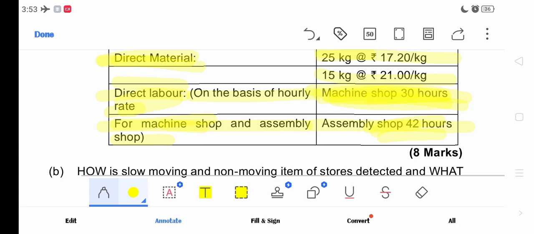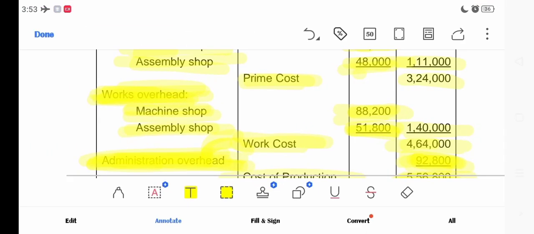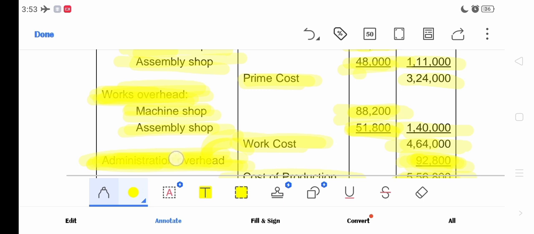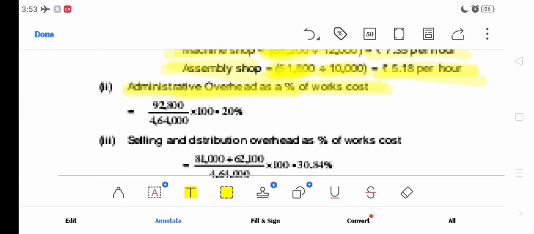So you have to find it out from a. You can take base as works cost or also prime cost, but just what is above the overhead cost, you need to take that as a base. So just before it the works cost is there, so simply you can take that. Yes, so it is simple. That's why he took a works cost.